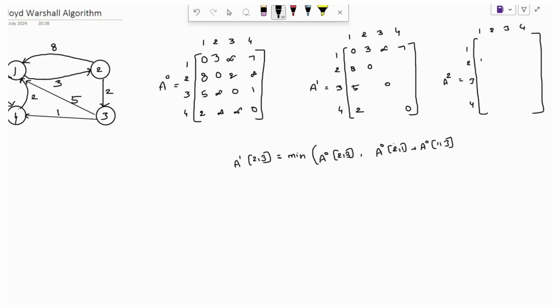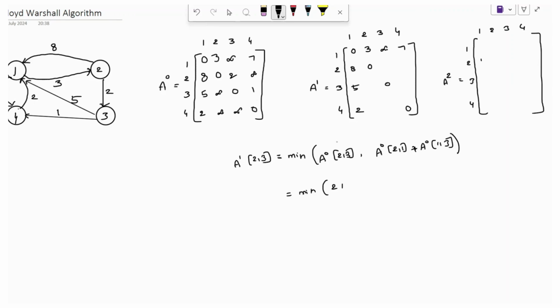So I want to find A1 of 2, 3. So I am going A0 of 2, 1 plus A0 of 1, 3. Out of these two, whichever is the shortest, that will be the value of A1 of 2, 3. What is A0 of 2, 3? Direct distance from 2 to 3 is 2, right? Minimum of A0 of 2, 3 is 2.